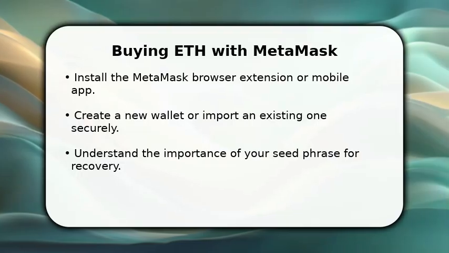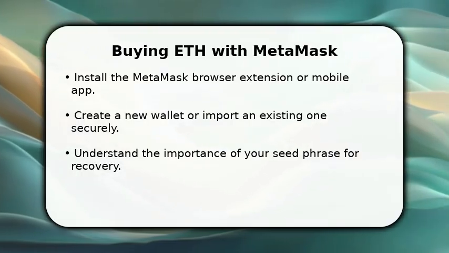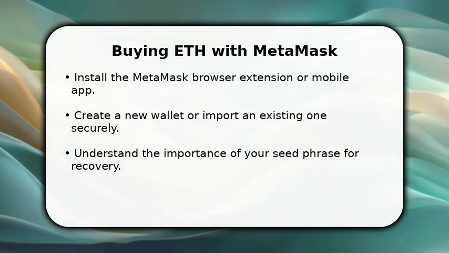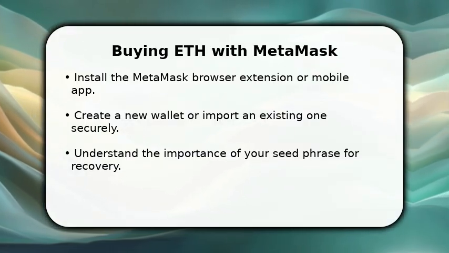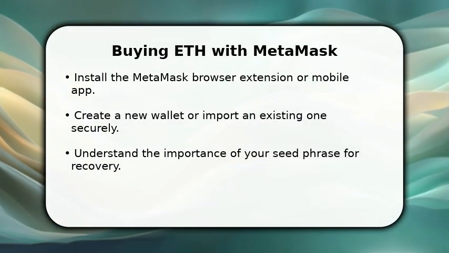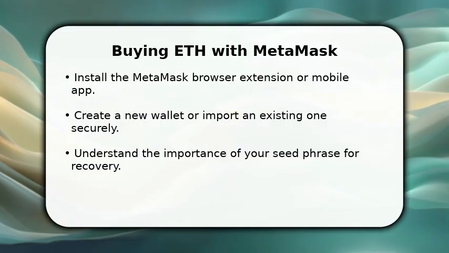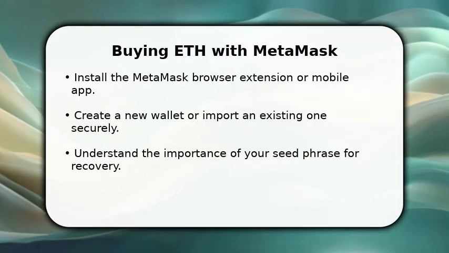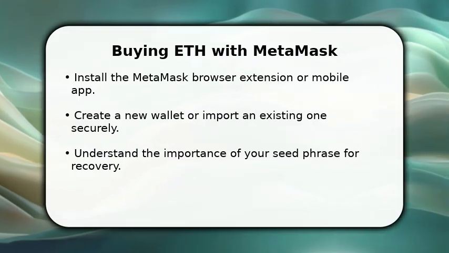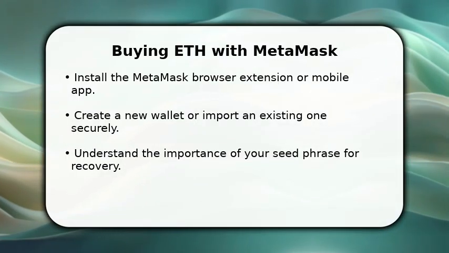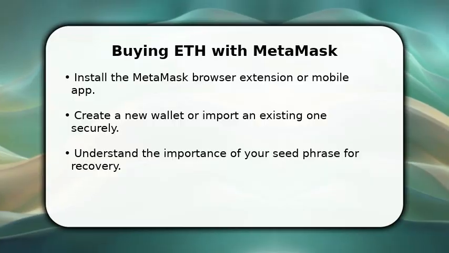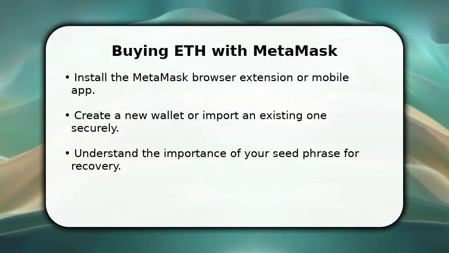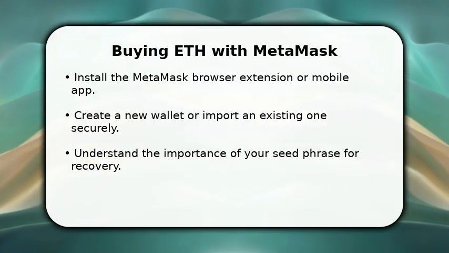In this video, I will explain how to buy ETH using MetaMask. First, you'll need to install the MetaMask browser extension or mobile application on your device. Once installed, you can either create a brand new wallet or import an existing one using your secret recovery phrase. Remember, this phrase is crucial for accessing your funds, so keep it extremely safe and never share it with anyone. This initial setup is your gateway to the decentralized web.